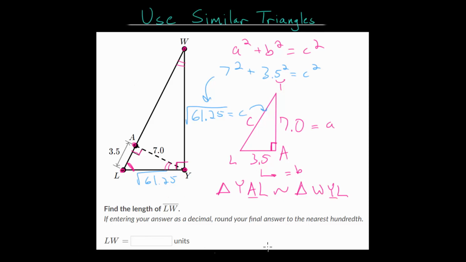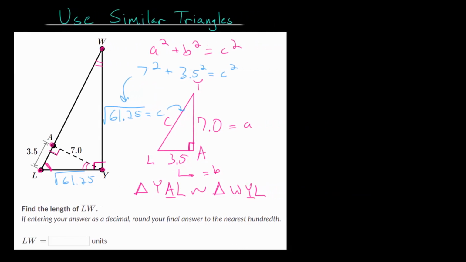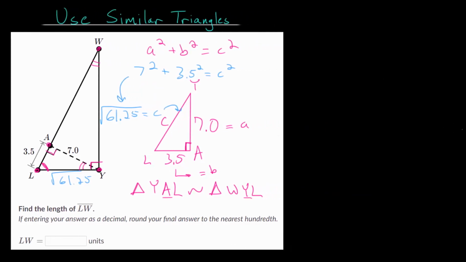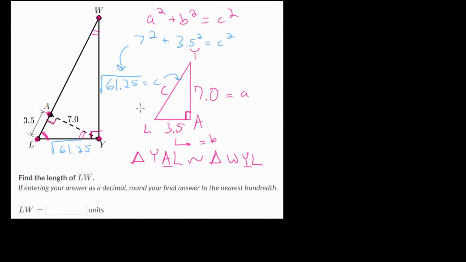So let's make a little bit of room, and we can use the properties of similar triangles to figure out WY, this middle side in the larger triangle, since we can set up proportionality relationships, since we know similar triangles are proportional. Essentially, we know that the ratio of corresponding sides is always equal to the same number.